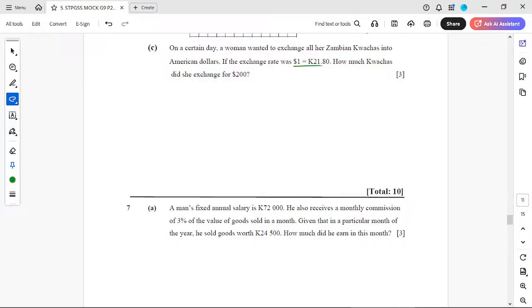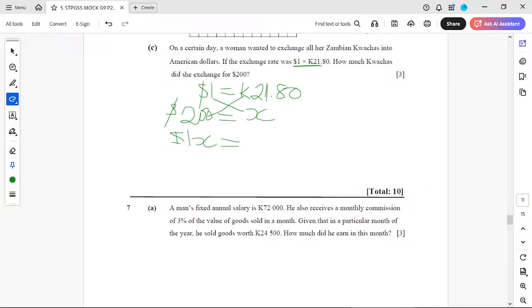So we're going to say $1 is equal to 20.8 kwacha. Okay, therefore $200 will be how much? Okay, so we don't know, so we put x, then we cross multiply. Okay, then we say $1 times x will give us $1 x, which is equal to.